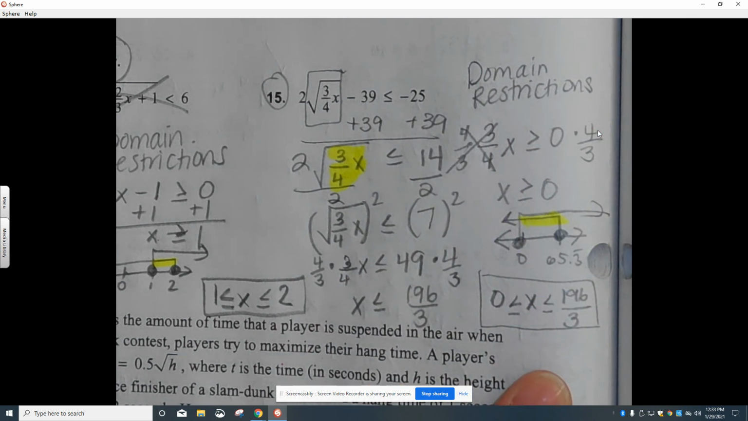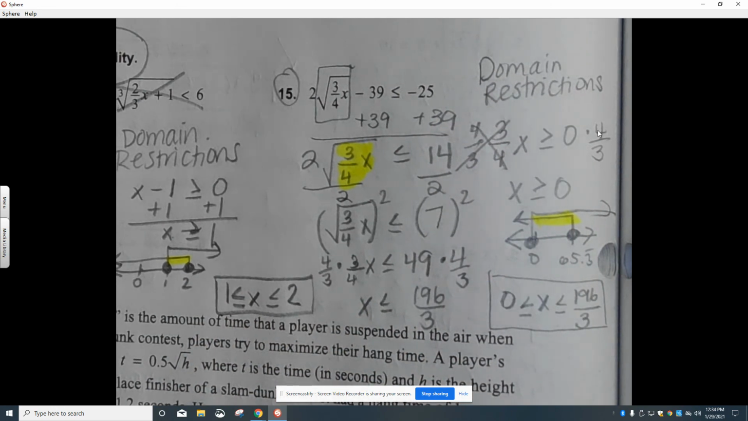So the number line piece is making sure that you are including exactly what you need from the solution set. And then that's the end of lesson 5.4.